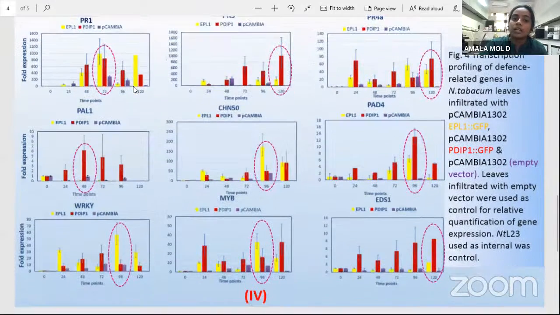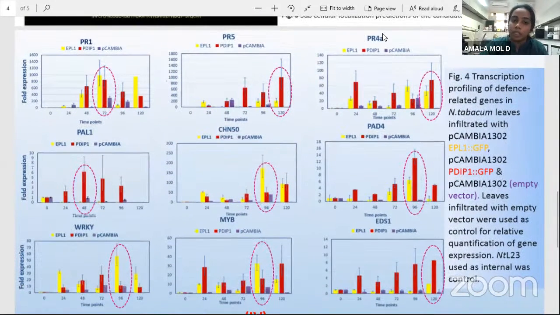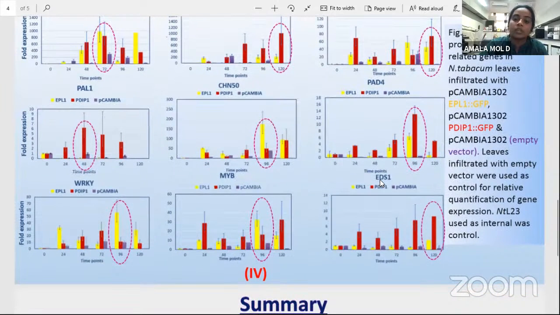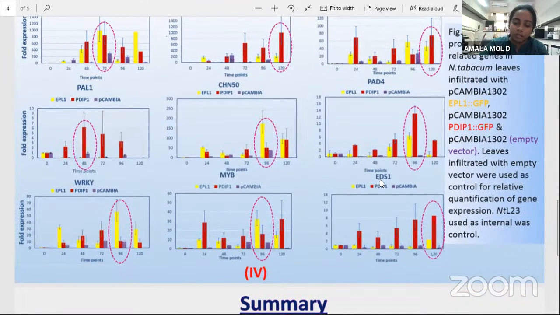Here we could see that PR1, PR5, and PR4, which are pathogenesis-related genes, got upregulated. Then PAL1 and CHN50, both salicylic acid pathway-dependent genes, also got upregulated when compared with the control samples. PAD4 and EDS1, both effector-triggered immunity signaling pathway related genes, also got upregulated, as well as the defense-related transcription factors, WRKY and MYB protein coding genes, in the EPL1 and PDAP1 expressing samples.